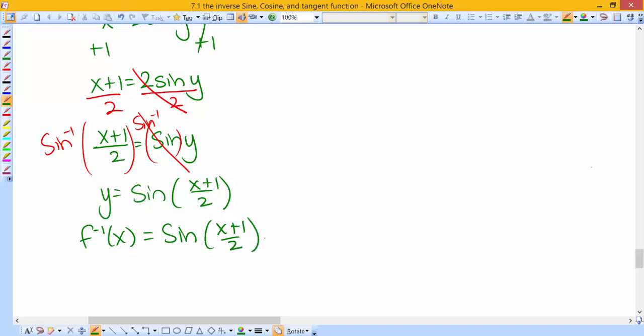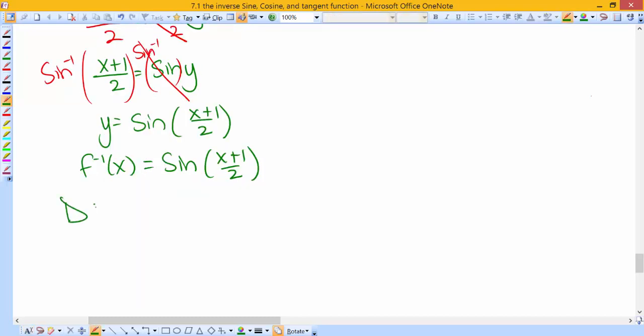Now I need to find the domain of the inverse function. The domain of the inverse function, remember the graph goes this way, and it's going from negative 1 to 1. It is set up so the domain x has to be in between negative 1 and 1. Well, normally it's sine inverse of x. X is by itself. But here x is not by itself. It's with an x plus 1 over 2. So that piece needs to be put in for x. So I'm going to have negative 1 is less than or equal to x plus 1 over 2 is less than or equal to 1.